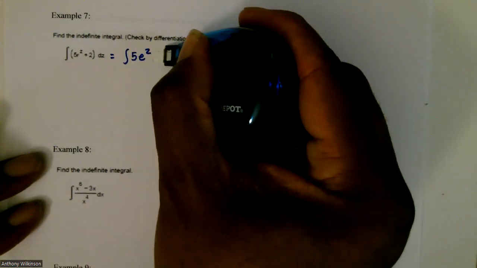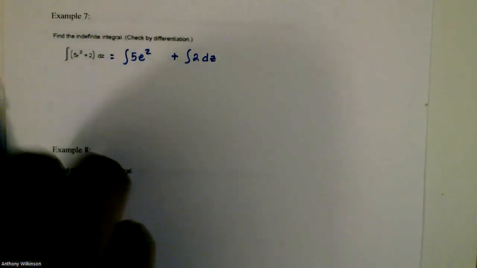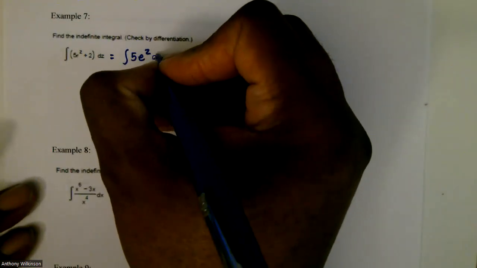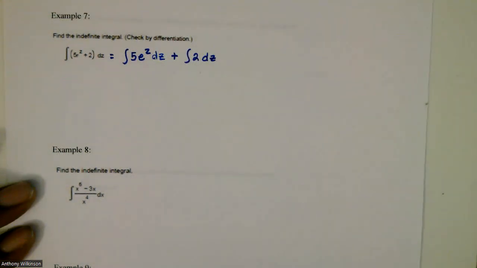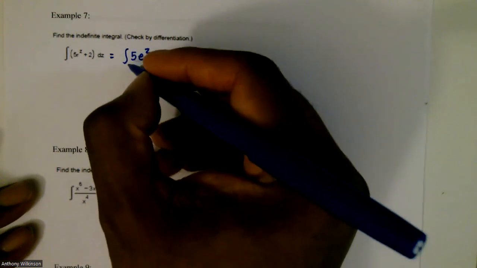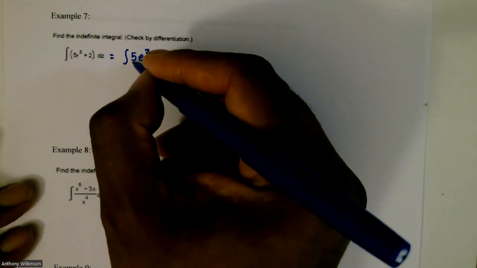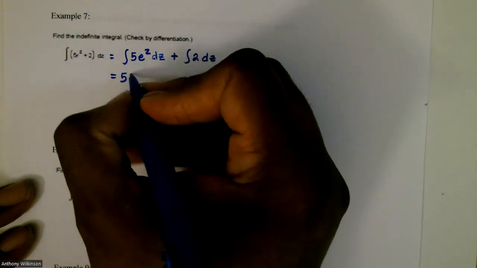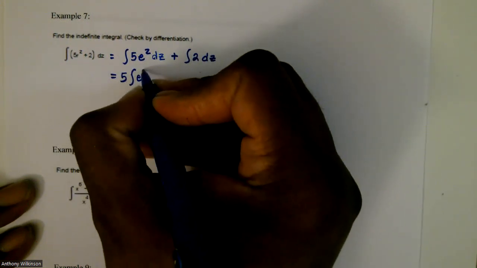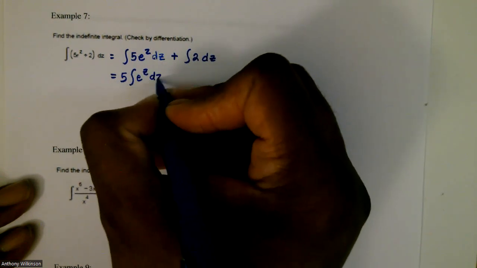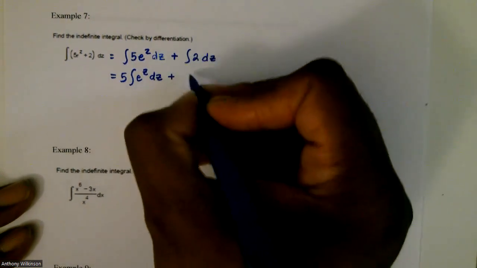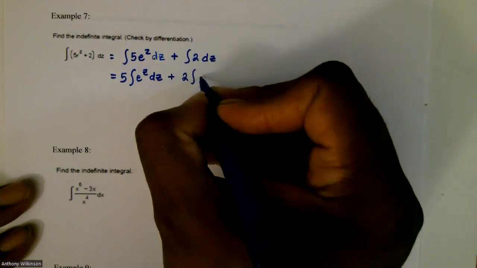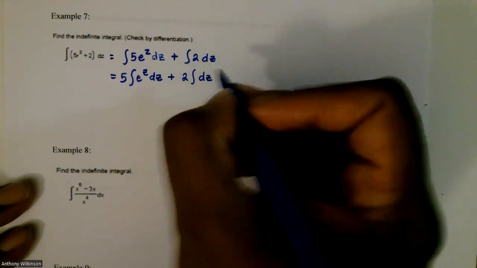So let me correct that and make that z look like a z. Now I have a 5, which is a constant, and I can pull that 5 out in front of the integral sign. So I'll write that as 5 times the integral of e to the z dz. Plus I can do the same thing with that 2: 2 times the integral of dz.